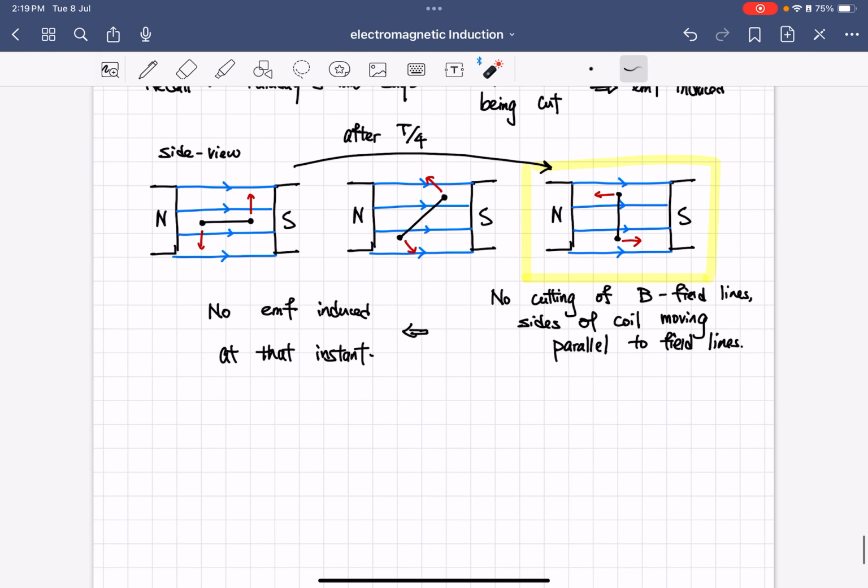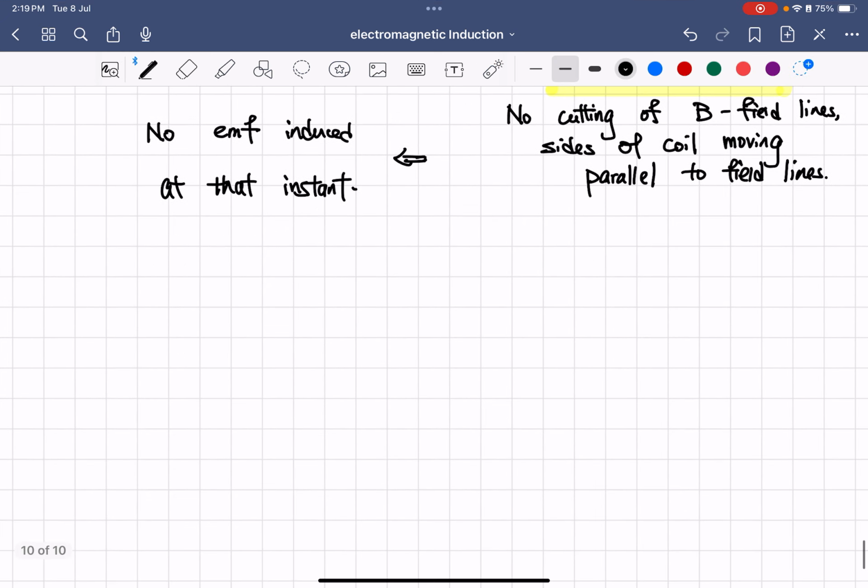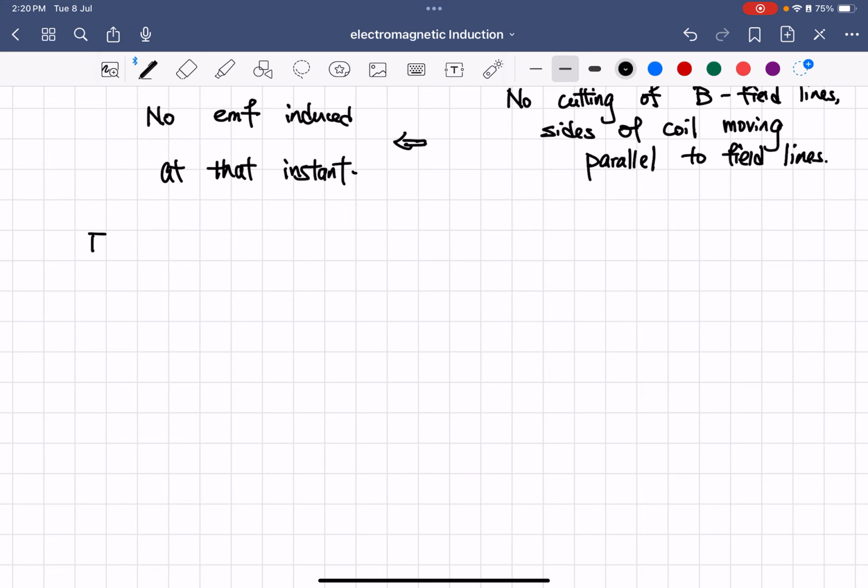Okay, now I think that is enough for the AC generator. The next thing is we want to look at one part which is not that frequently tested, but I also want to talk about it: using the search coil to examine magnetic field.